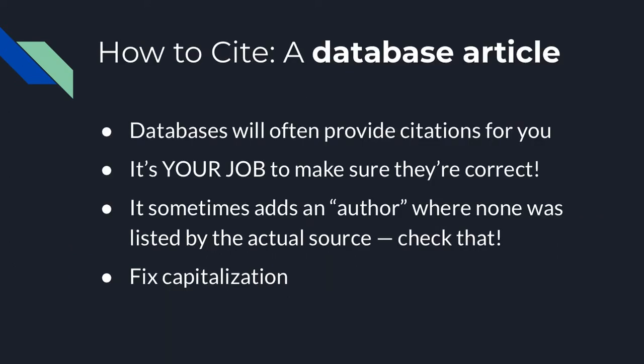So, databases will often provide citations for you. I'll show you how that works in a second, but it's your job to make sure they're correct. Don't blame the database if it did it wrong, because all it is, is an algorithm doing its best. It's your job to know what you're talking about and know how the citation should look to determine if it's correct or not. That's on you. For instance, sometimes it'll add an author where none was listed by the actual source. You need to check that. Sometimes it'll capitalize all of the title. You need to check that.